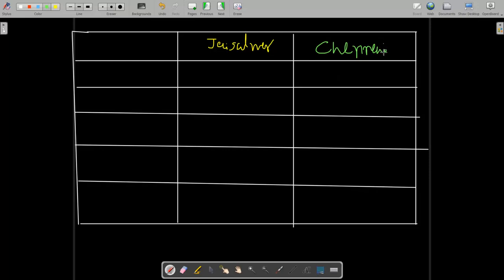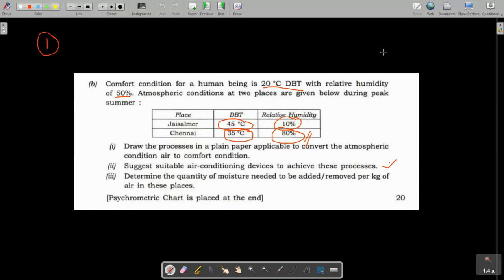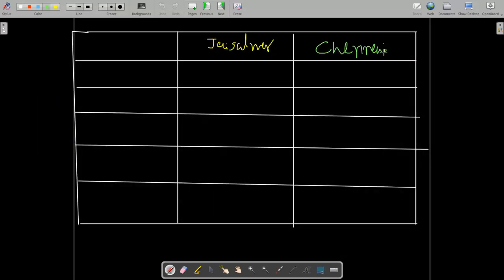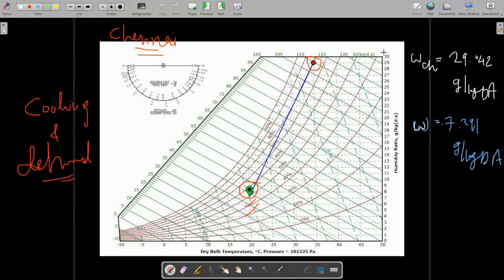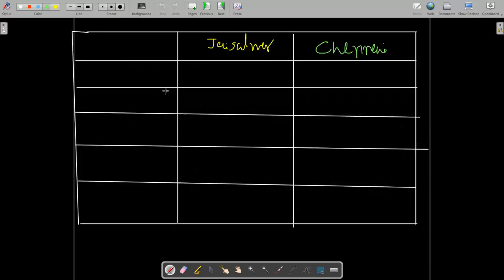What we have to find is the process. On the plain paper we have drawn it, and in the exam you have to draw roughly this kind of psychrometric chart, just an outline, approximately showing cooling and dehumidification, and cooling and humidification. So which process do we have to use? The process in Jaisalmer is cooling and humidification, and in Chennai it is cooling and dehumidification.